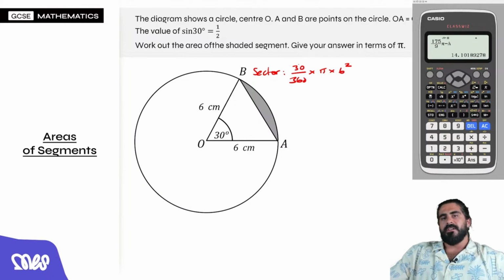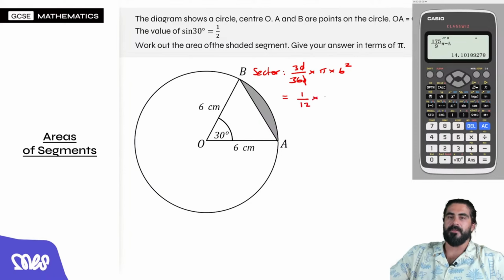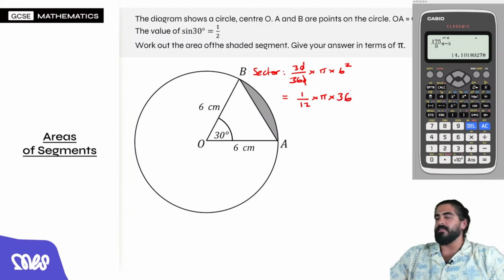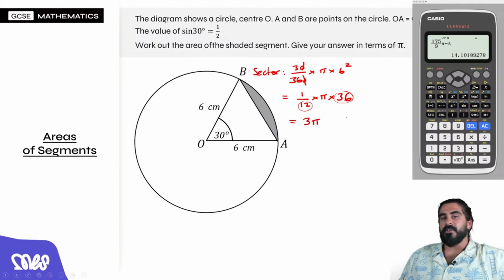Now, we can actually simplify this without the calculator. The zeros cancel. 3 goes into 36 12 times. So it becomes 1 over 12. I think we are all happy with simplifying fractions, hopefully. 6 squared is 36. Now remember, over 12 means divide by 12. So we're doing 36 divided by 12, which is 3. Then we have pi. So the area of the sector is 3 pi.